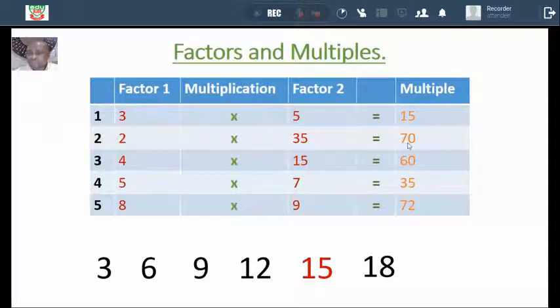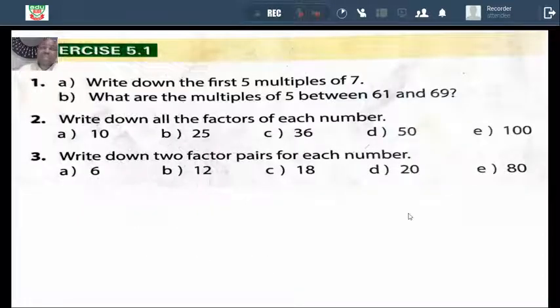That's what the multiple means. That's what the factors means. So these numbers in here, this is factor 1, this is factor 2. When you multiply them, we get a multiple. I think that's a little bit easier and more understandable. Now, with that you understand what the multiples are and what the factors are, let's take up a little exercise here, exercise 5.1, which is from the book Gr5 Platinum, and see how we can use our knowledge so far.